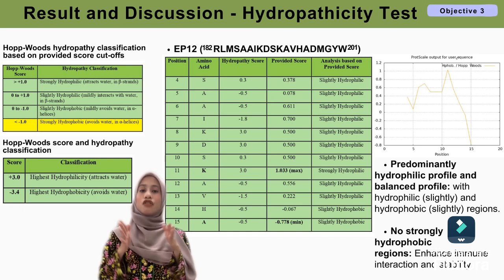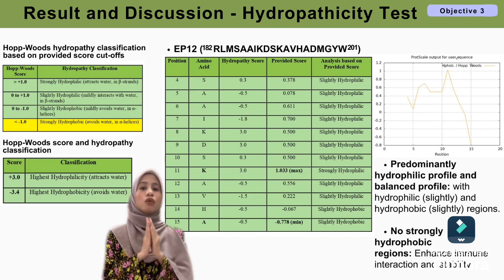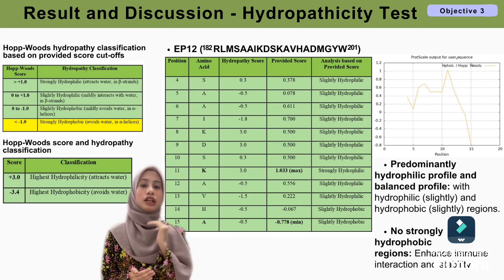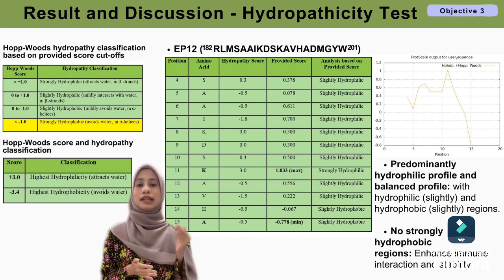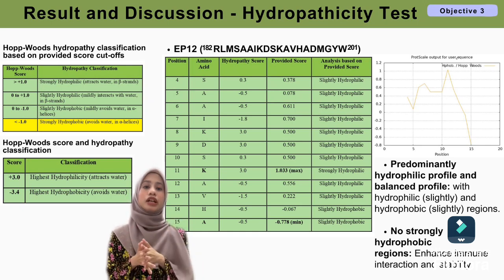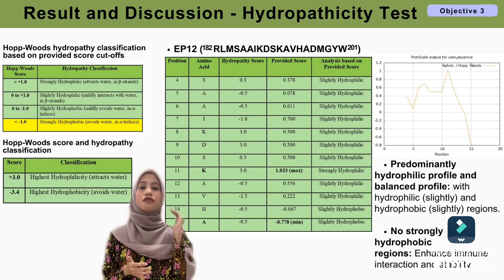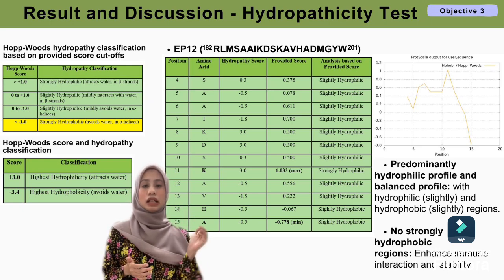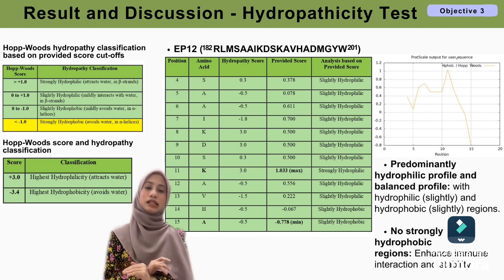For EP12, the sequence shows a balanced hydropathicity profile with predominantly hydrophilic regions like serine at position 4 with a score of 0.378 and isoleucine at position 7 with a score of 0.7. It also includes slightly hydrophobic regions like alanine at position 15 with a score of -0.778, contributing to the balance. Importantly, there are no strongly hydrophobic regions, which is ideal for immune system interaction.